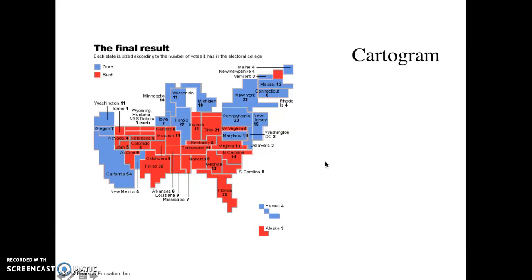Here is a map of the U.S. where each state is sized according to the number of votes it had in the Electoral College. So same election as the map we looked at earlier, the Gore versus Bush, but now each state is made bigger or smaller based on the number of votes it had. So as you can see, some states have more votes. They carry more weight within the Electoral College, and so they're weighted bigger here.